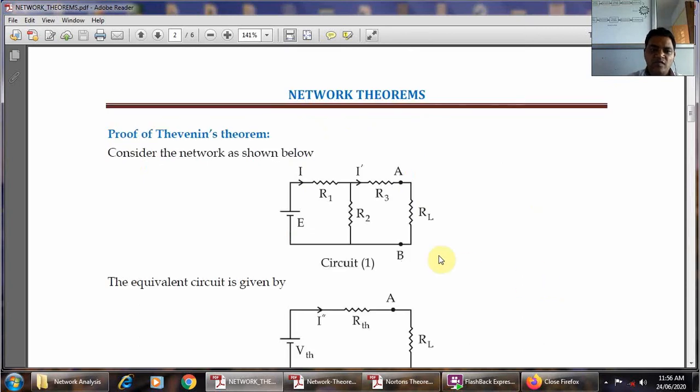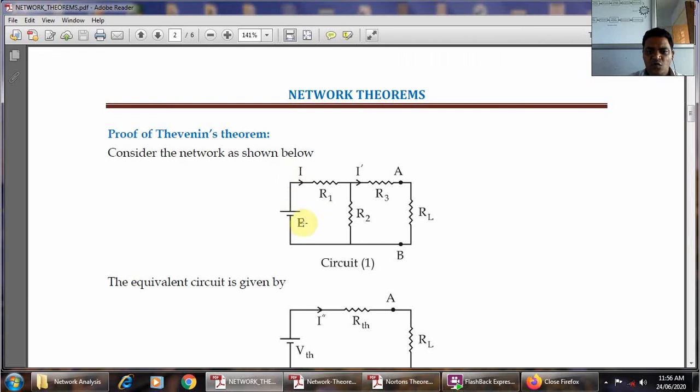Then we move towards the proof of Thevenin's theorem. In the proof of Thevenin's theorem, consider a network as shown in the figure here. Here the EMF E is to be given. Instead of E, you can use the voltage source V here.